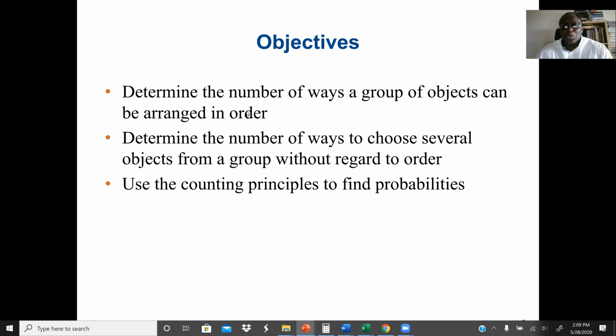This is called permutation. And also to determine the number of ways to choose several objects from a group. Here we are choosing several objects from a group, but without regard to order. So this will be a combination. And also using the counting principles to find probabilities. And we can use the three higher rankings to find it, and we'll go through it.